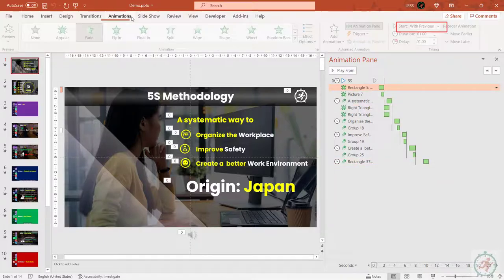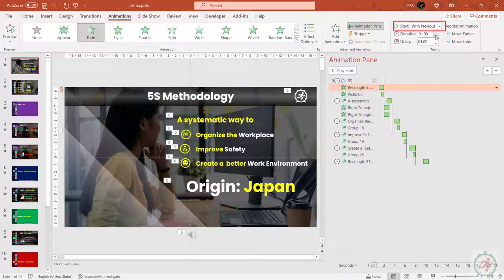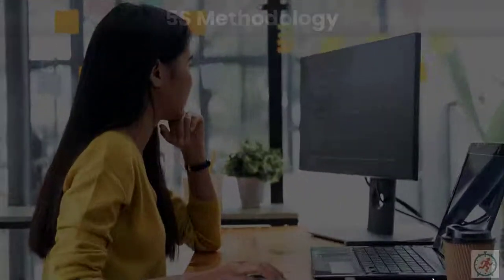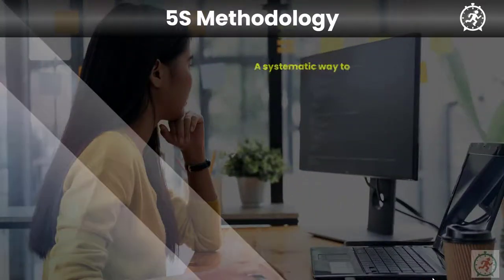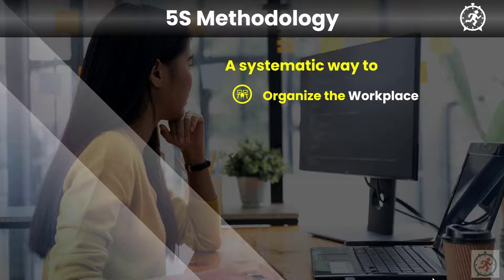The animation start must be selected either with previous or after previous and not on click. This each animation time you can adjust with audio time using duration and delay. You can check it too by downloading the file. In this way, we can create a self-running presentation in PowerPoint.